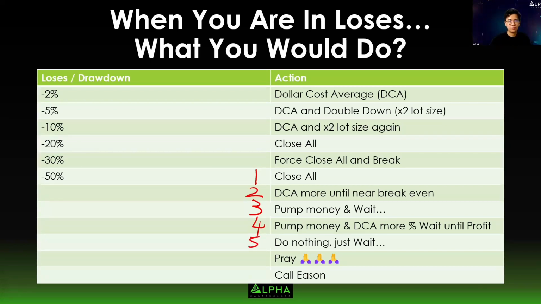Number five, do nothing, just wait. Wait, can it settle, alright? Number six, go and pray. Everything will be good. I believe in my account.